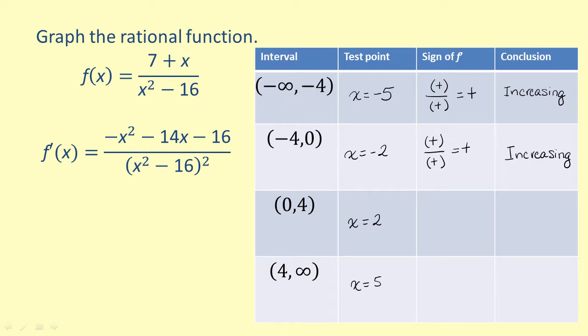In the next interval, we'll use x equals 2 and find that the numerator is negative, but the denominator is positive. This means the value of f prime at 2 is negative, which means f is decreasing over the interval 0 to 4. Finally, we'll test x equals 5. Just like the previous interval, we can see that f prime is negative at this value, and therefore f is decreasing on the interval 4 to infinity.